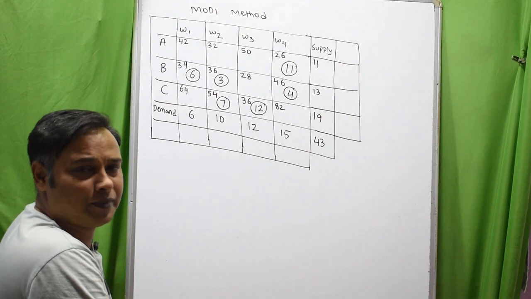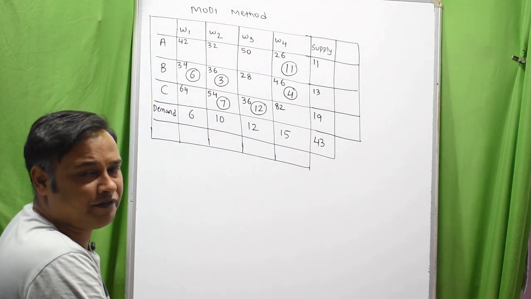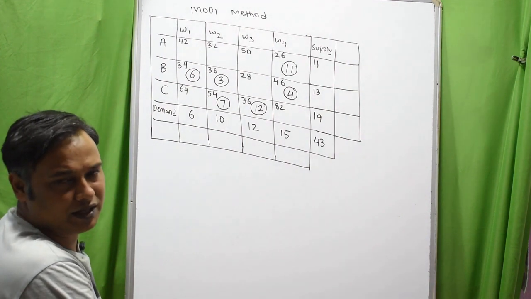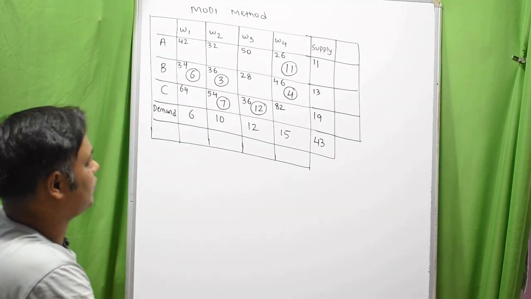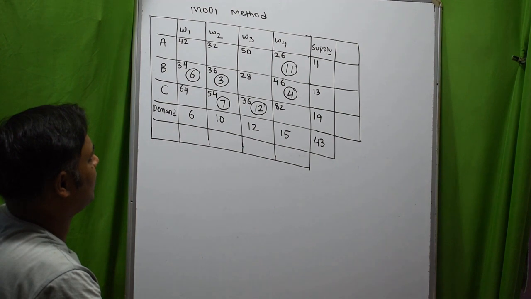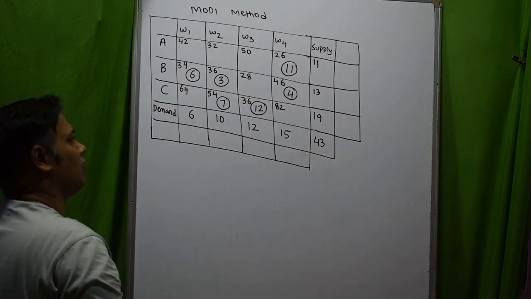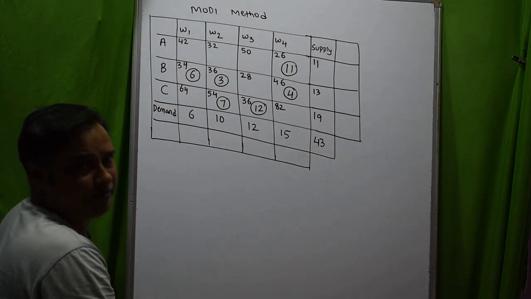हम यहाँ पे apply करेंगे modified distribution method, and in this method let's see what we are going to do. So here is my solution for the previous problem. This is the initial feasible solution we have obtained by the WAM method.